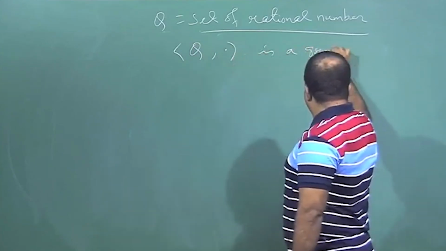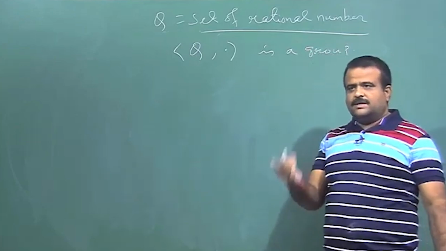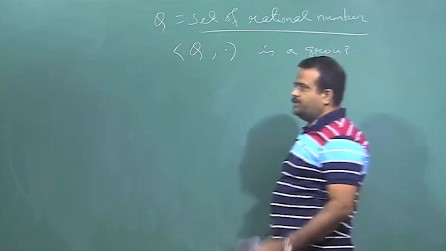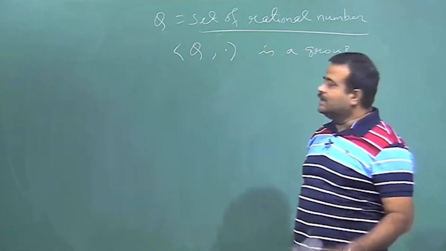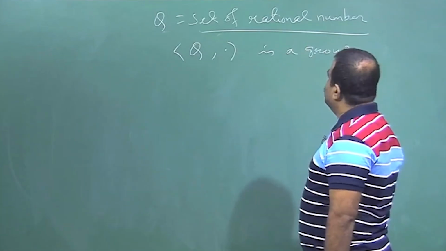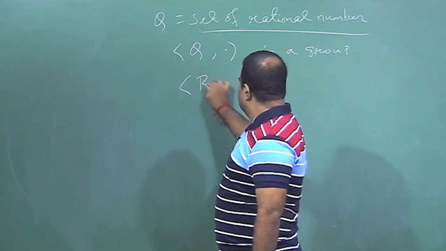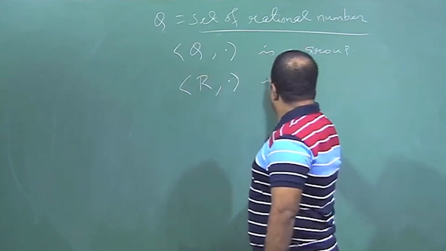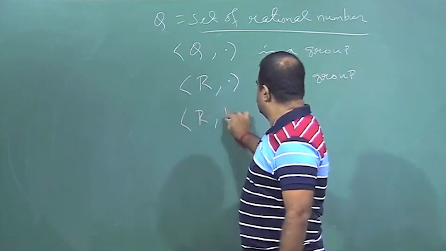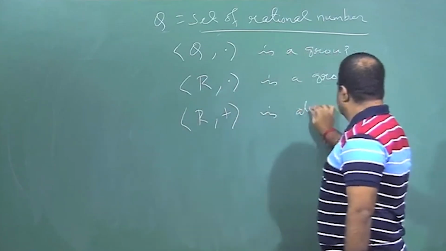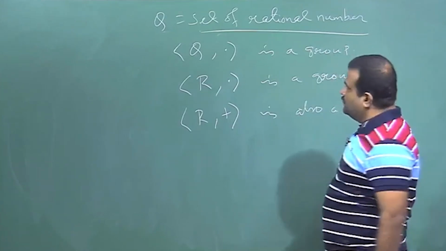You can easily verify this, because the inverse is also there. If we take a rational number p by q, then the inverse 1 by x will be q by p, which is again a rational number. Okay. So, this is a group. Now, even the set of real numbers with this is also a group. So, these are examples of groups.